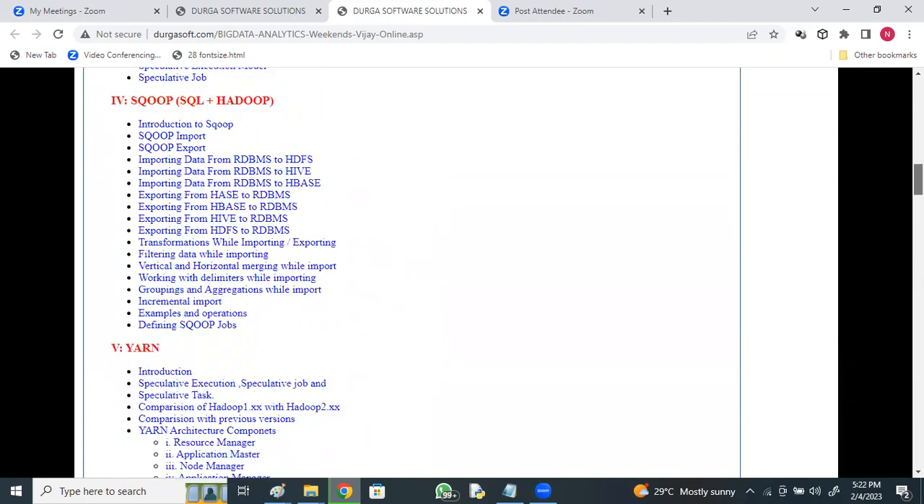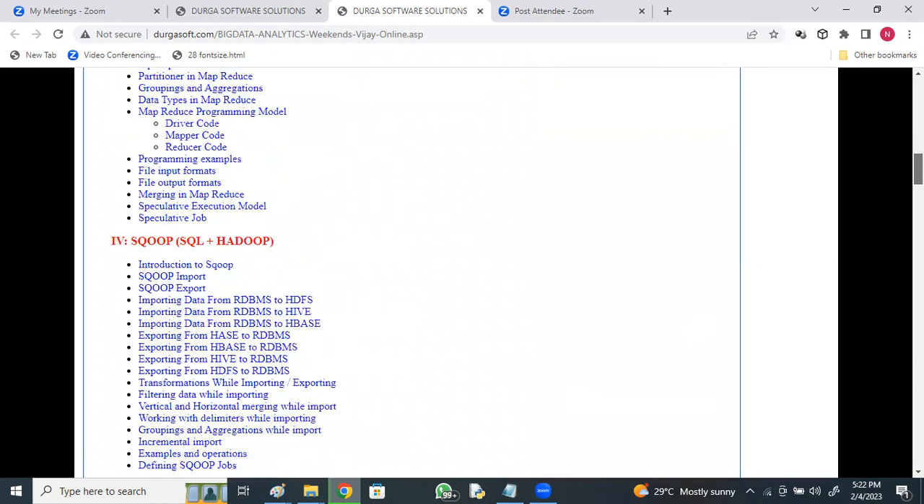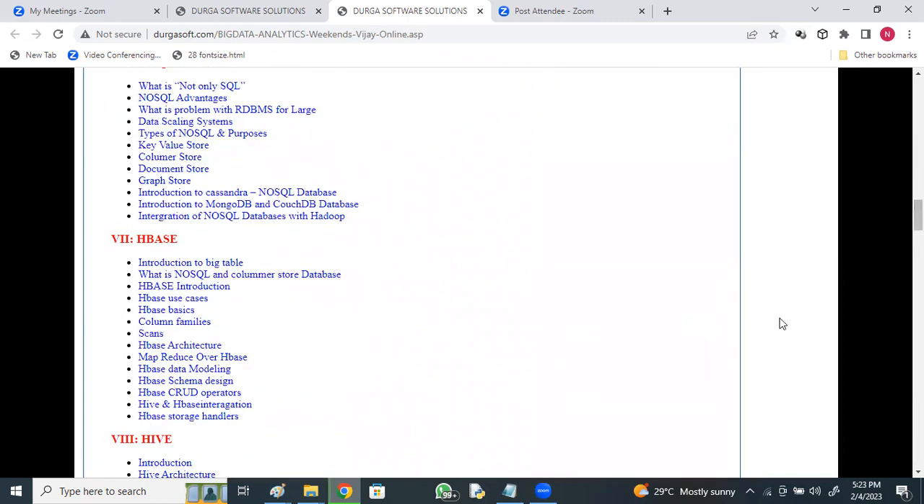So it's a 12-weekend batch, right? 12 weekends we'll be discussing this. It will be 2.5 hours on Saturday and 2.5 hours on Sunday, so 5 hours per week. So 12 weeks into 5 hours is nearly 60 hours we'll be spending. Nearly 35 to 40 hours I'll be spending on Spark, which is mostly used, and the remaining on Hadoop components, right?